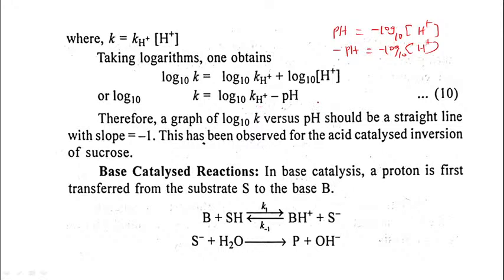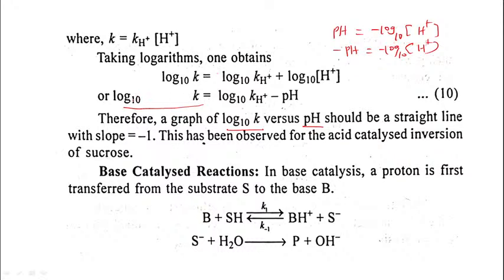Equation 10. Therefore a graph of log to the base 10 of k, where k is a constant here, versus the pH of the solution should be a straight line with slope equal to -1. This has been observed for the acid catalyzed inversion of sucrose. This type of variation, where slope becomes equal to -1, is according to this equation.